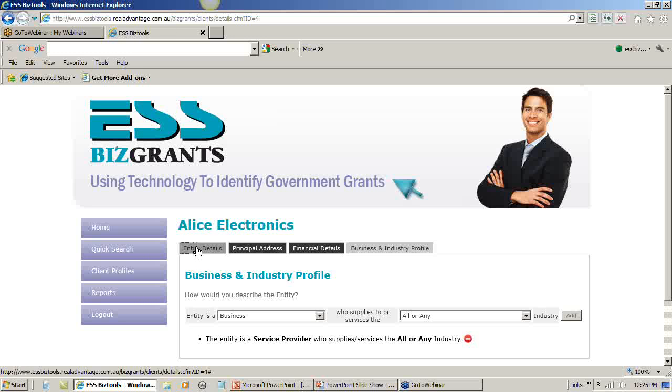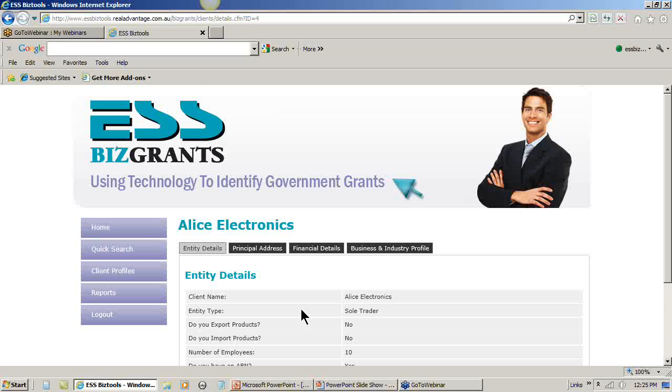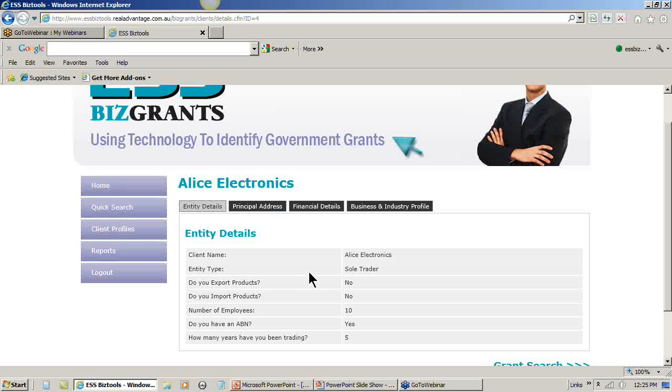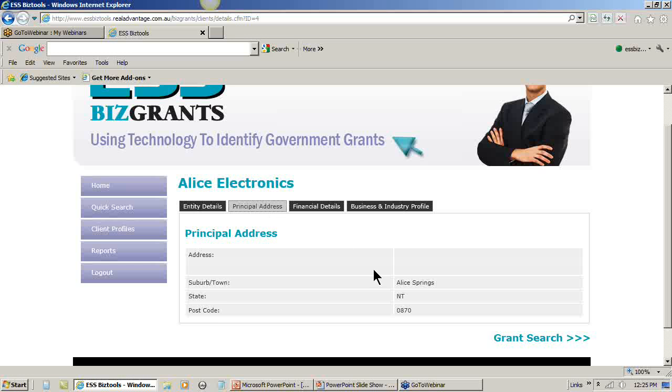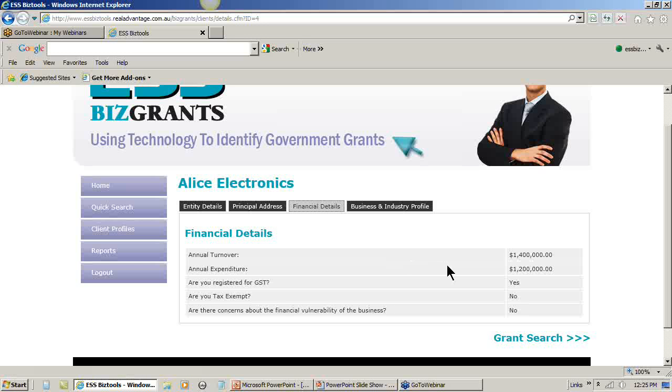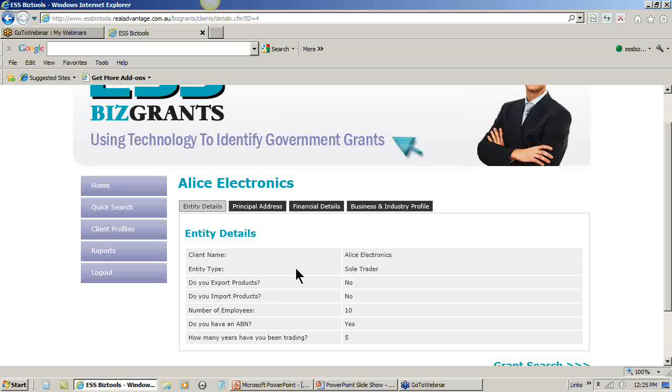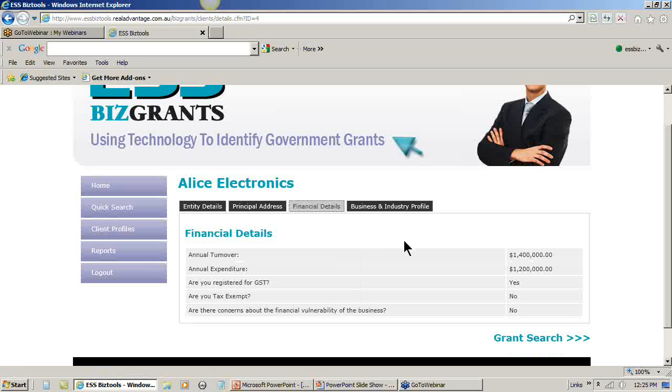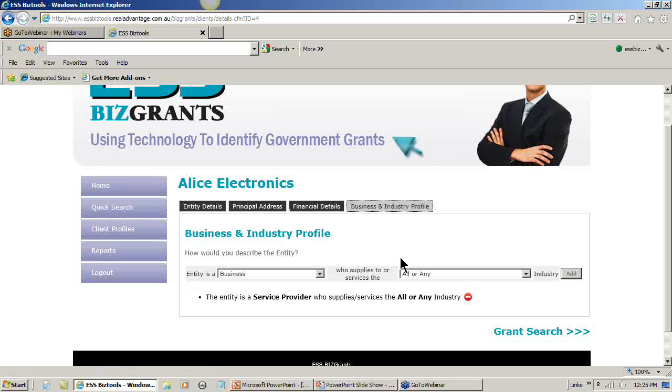The next one we want to do is a business which we've called Alice Electronics. There are 10 employees. They've been in business for 5 years. They're located in Alice Springs in the Northern Territory. Their turnover is $1.4 million. Now just going back to the entity details, this business is a sole trader. I meant to emphasise that as I discussed it. So they're a sole trader with turnover of 1.4 million, expenditure of 1.2, so they've made a $200,000 profit. And they're a service provider to all sorts of industries.